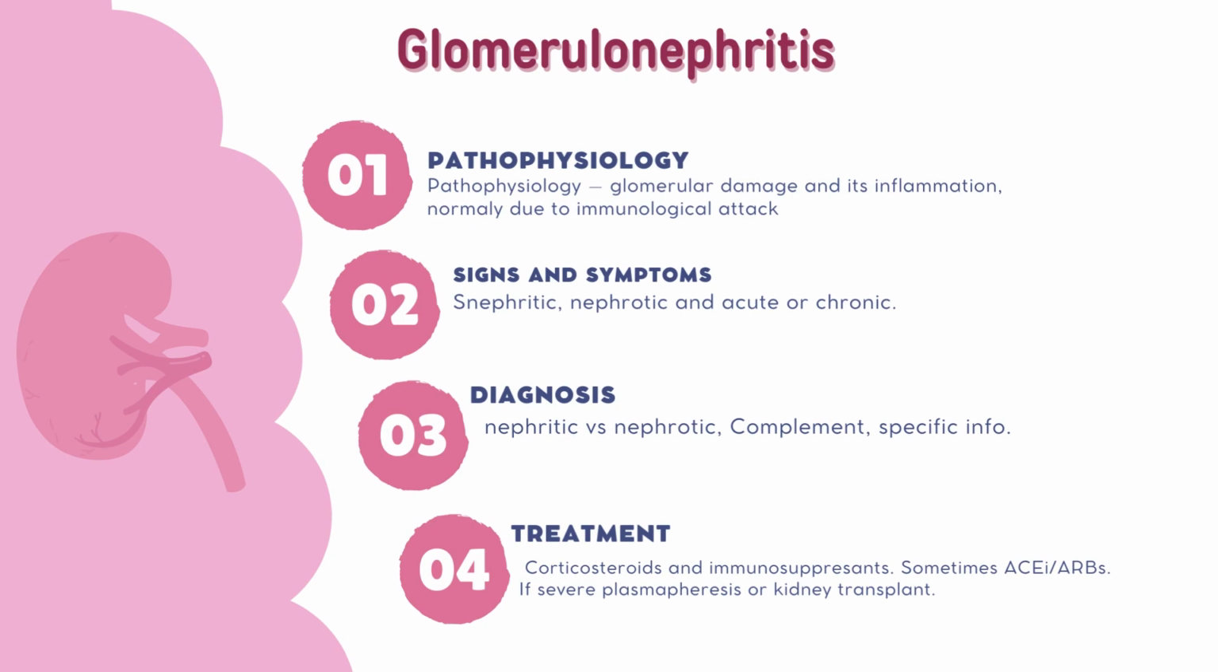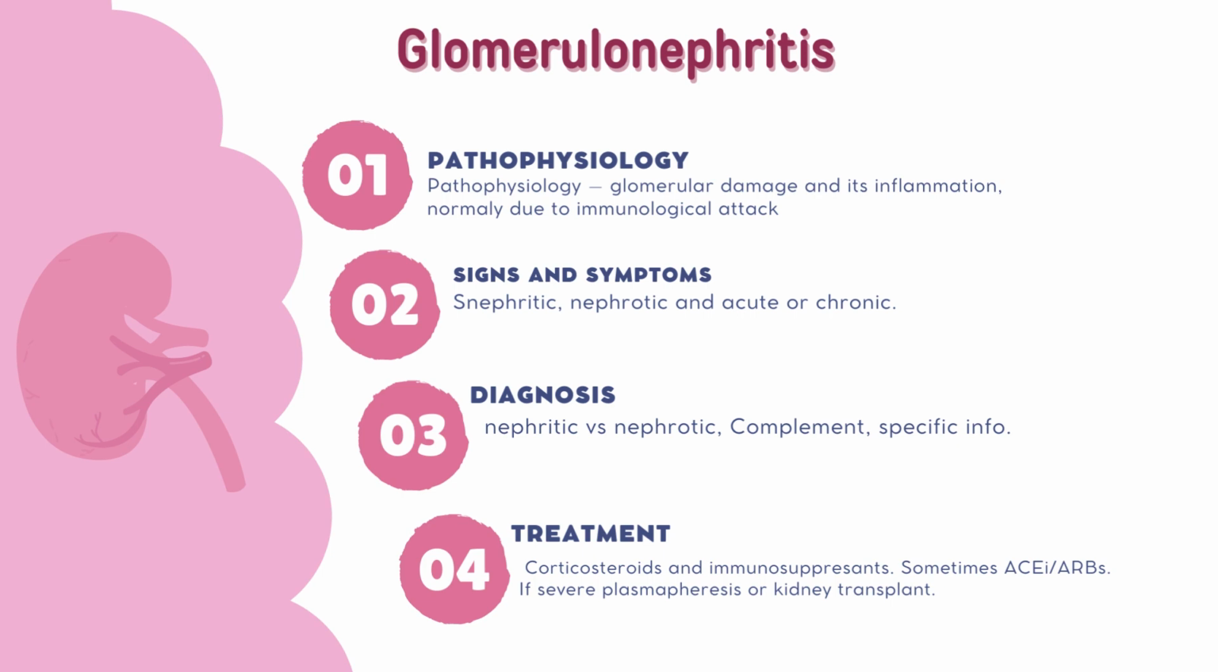Glomerulonephritis occurs when there is inflammation and damage of the glomerulus, usually due to immunological attack. Signs and symptoms differ according to the type of syndrome and whether they are acute or chronic. The diagnosis follows an algorithm in which we should identify the syndrome, nephritic versus nephrotic. We check the complement and complete the diagnosis with the specific information. However, sometimes there is no option but taking a biopsy.